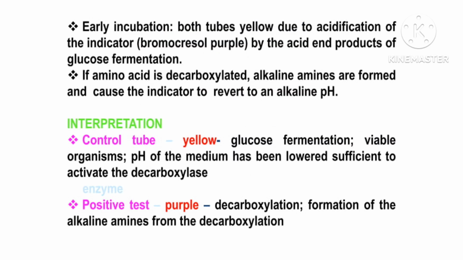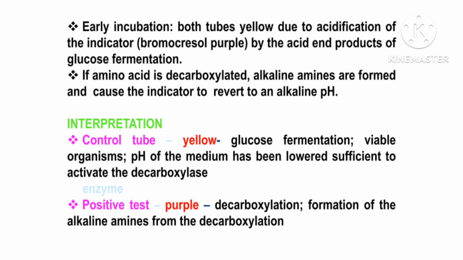So in early incubation, both the tubes are yellow due to the acidification of the indicator, that is bromocresol purple, by the acid end products of glucose fermentation. If the amino acid is decarboxylated, alkaline amines are formed and the indicator changes to alkaline pH, which gives a purple color. So the interpretation will be: the control tube will turn yellow because of the glucose fermentation.